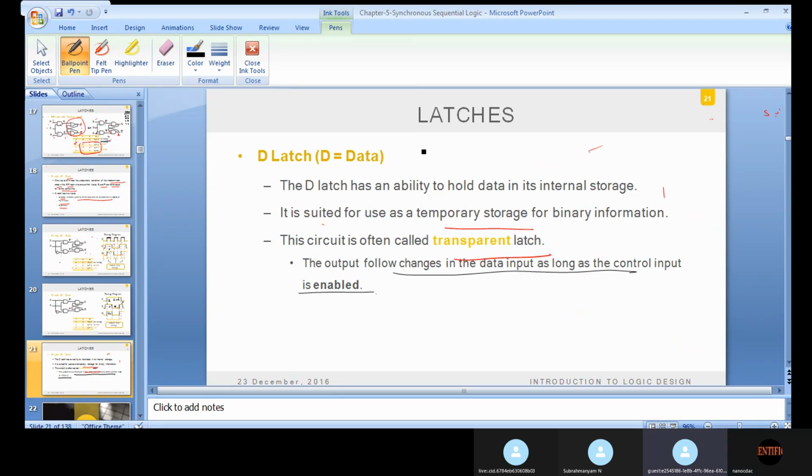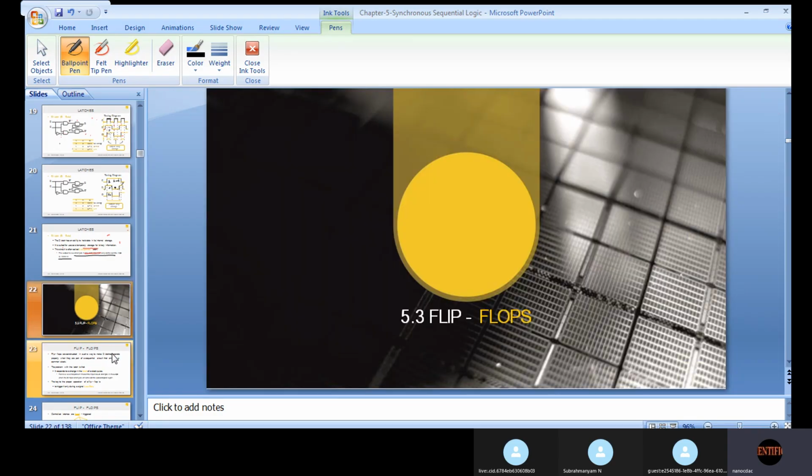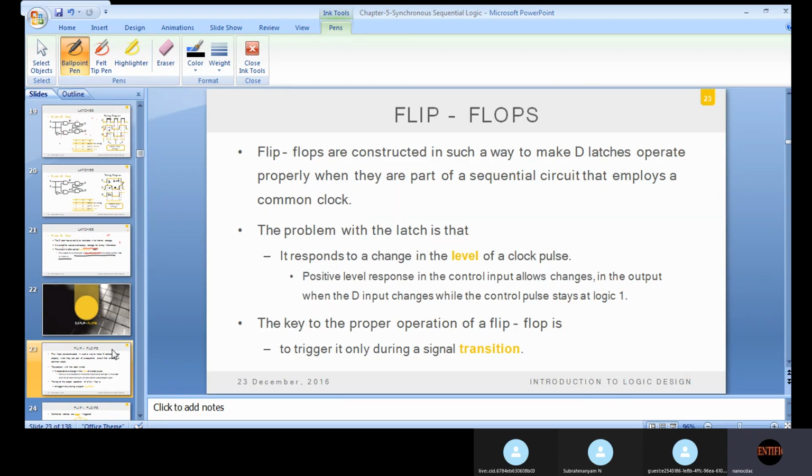In latches, D-latch has an ability to hold the data in internal storage, temporary storage kosam. The circuit is called a transparent latch. So in the D-latch, output follows the input as long as control is equal to 1. So flip flops are constructed in such a way to make D-latches operate properly when they are part of a sequential circuit that employs a common clock.